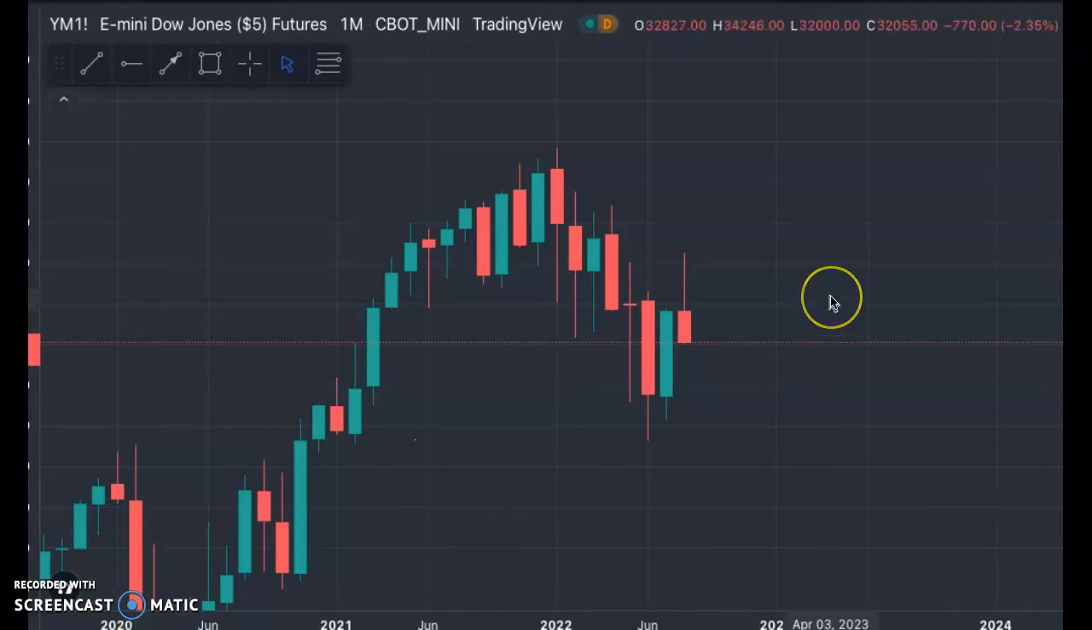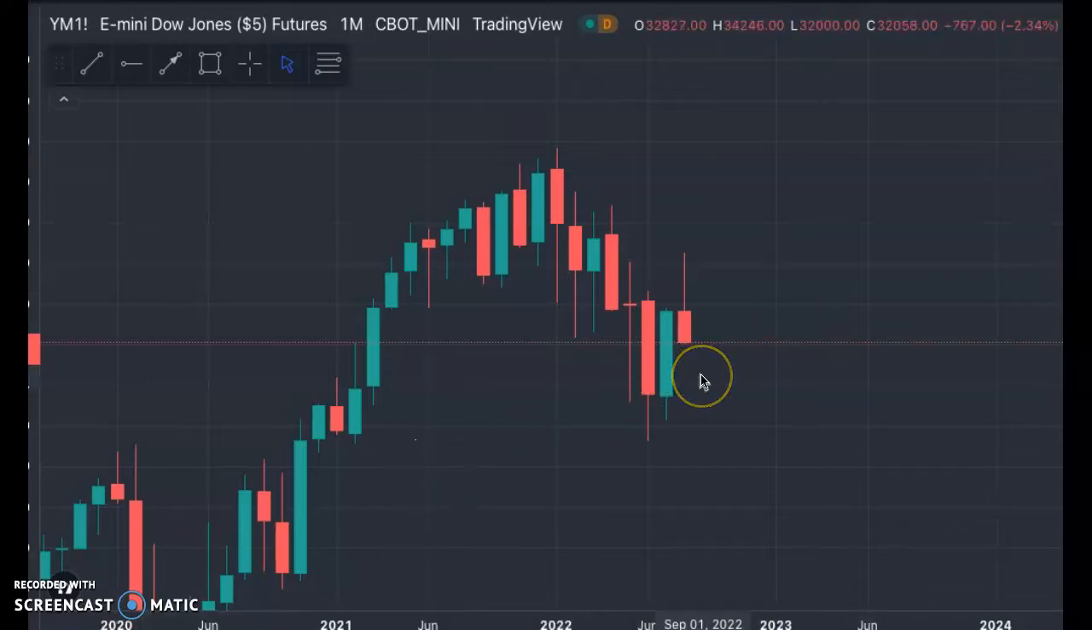The tickers I use before I start trading are the major indices and their futures charts. What are the major indices? The Russell 2000, the Dow Jones, the S&P 500, and the NASDAQ. And I also chart the VIX. Let me show you what they look like.